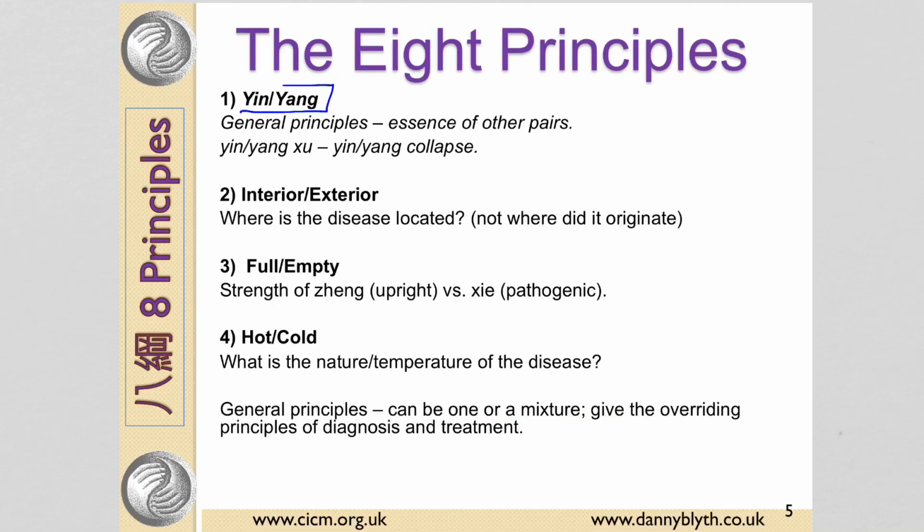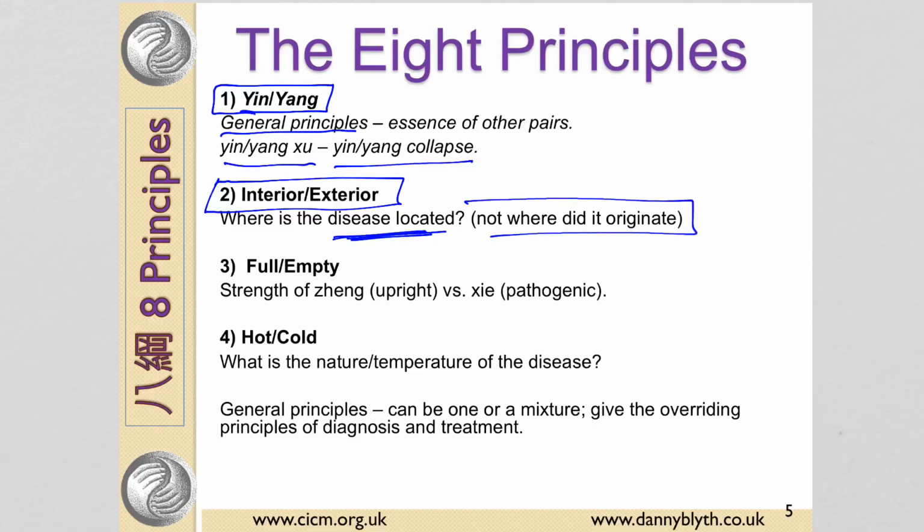Yin and yang give us the essence of the other principles, and we use them for yin and yang deficiency and collapse. Interior and exterior tells us where the disease is located, note where it's located and not where it originated from. Full and empty gives us the strength of the zheng qi versus the xie qi, the strength of our upright qi versus how strong the pathogen is. And hot and cold gives us the nature or the qi of the disease.